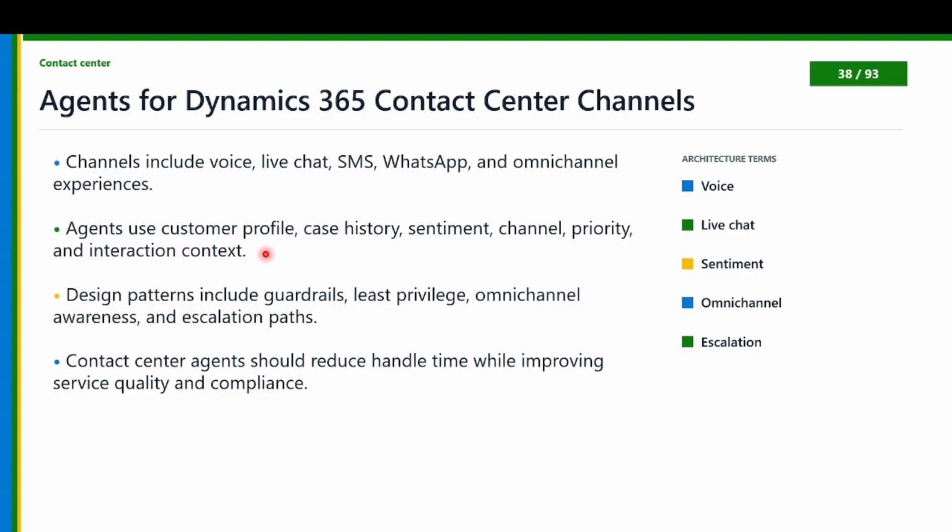So we have agents that use customer profile, case history, sentiment, channel, priority, and interaction context. So these agents use sentiment analysis to understand the behavior of the customer and what the customer is going through, and they are also empathetic with the customer. So they use case history, sentiment, channel, priority, and interaction context. So they also understand customer history, what the customer has asked before, what the customer's behavior was before. Then the design patterns here include guardrails, least privilege, omnichannel awareness, and escalation path.